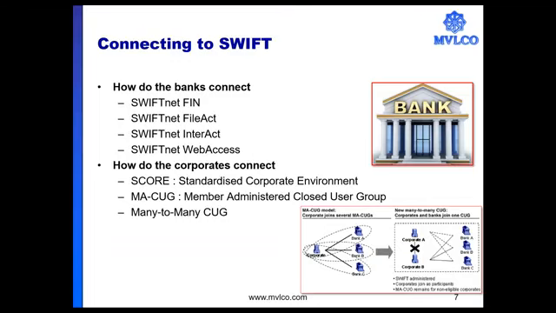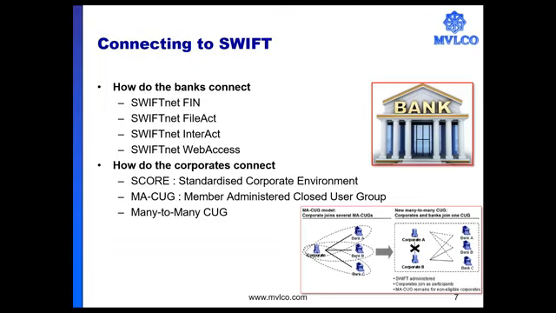For example, if Bank A creates a CUG, a corporate joining that CUG will be able to communicate only with Bank A. If Bank C has created its own CUG, then a corporate will be able to communicate only with Bank C, which means in a member administered closed user group, we have a one-to-one connectivity between the corporate and the bank. In the member administered closed user group, the corporate does not become a SWIFT member. The corporate becomes a sub-member, under the bank with which the corporate would be operating.